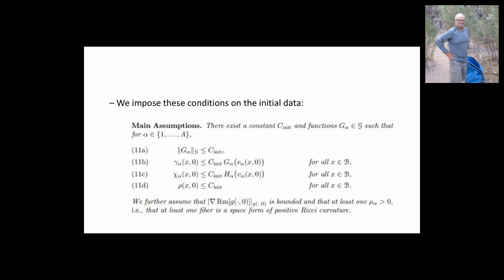These are composed functions with the initial choices of V alphas, and then we have rho initial controlled by the C initial. We further assume that the initial gradient of the curvature is bounded, and also that at least one of these mu alphas is positive. So that is at least one of these fibers has positive curvature.